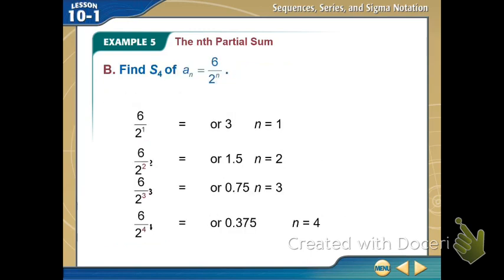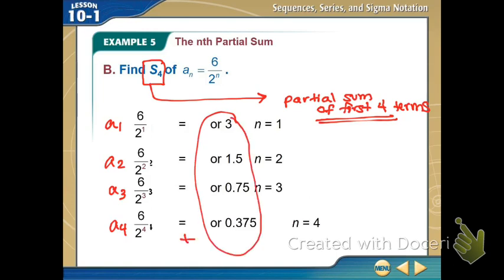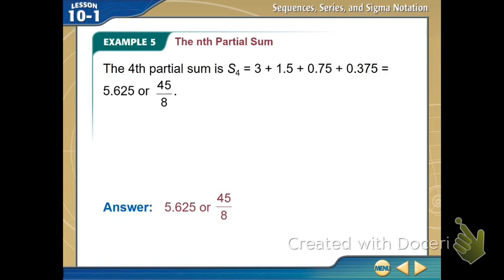All right, how about this one? Now this is a little bit different. This is the notation for the partial sum of the first 4 terms. Not any 4 terms, the first 4 terms. So I find the first 4 terms, A1, A2, A3, and A4. And after I found all of those terms, what do I do? I add them together, right? Because this is a sum. When you add all of those terms together, you get 45 over 8, or 5.625 as your answer.